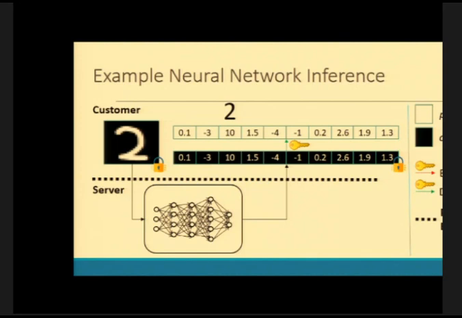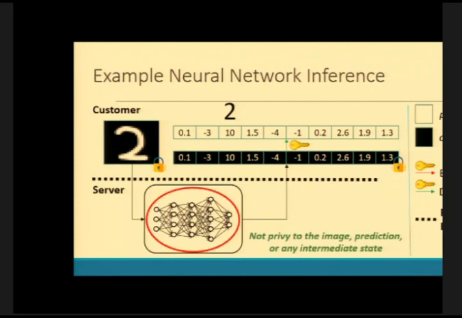In this way, the server performs the computation on the encrypted data. It's not privy to the input image, to the output prediction, or any intermediate state in between. So this is preserving the privacy of the user's data. However, the challenge here is in actually expressing this computation. So there's some delay, okay. The challenge here is in expressing the neural network inference on this encrypted data.